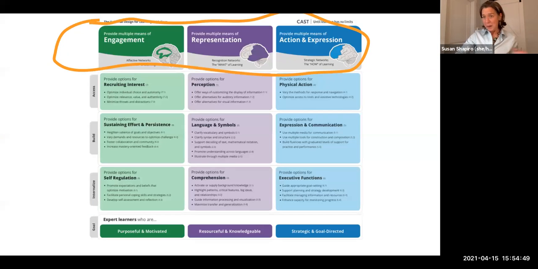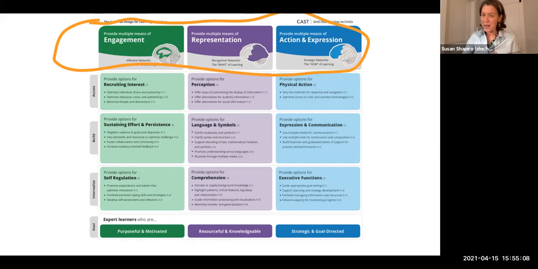This is not a formula, but I think sometimes when we learn about UDL, the guidelines sit over here on the slide deck and they're not in the mind of the designer. So I want to put them in the mind of the designer, but I'm just one designer. There are lots of ways to use this framework.